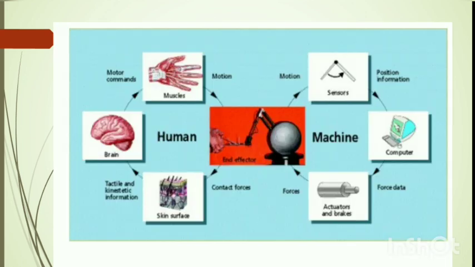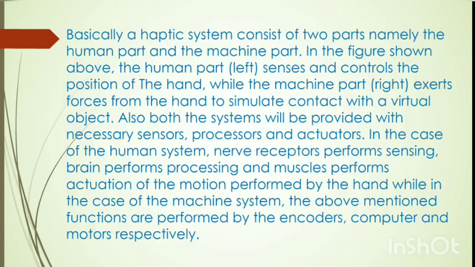This diagram refers to the haptic system. Generally, a haptic system consists of two parts, namely the human part and the machine part. The human part senses and controls the position of the hand, while the machine part exerts forces on the hand to simulate contact with a virtual object. Also, both systems are provided with the necessary sensors, processors, and actuators. In the case of the human system, nerve receptors perform sensing, the brain performs processing, and muscles perform actuation of the motion performed by the hand. While in the case of the machine system, the above-mentioned functions are performed by encoders, computers, and motors respectively.